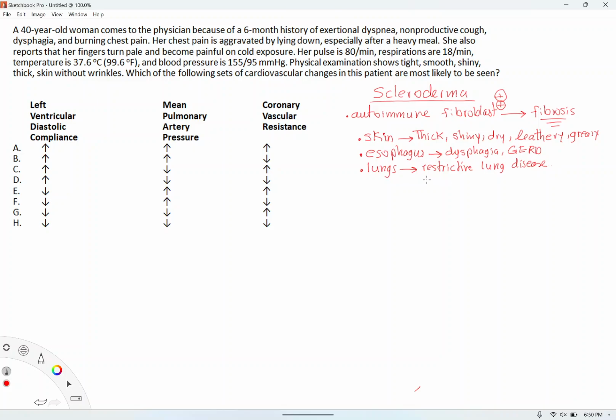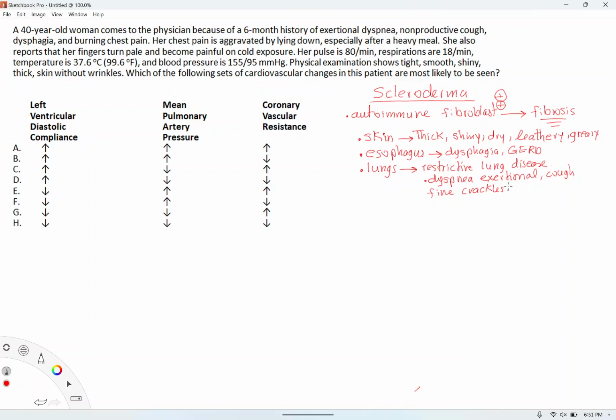Now the symptoms of restrictive lung disease would be dyspnea, shortness of breath with exertion, so exertional dyspnea. And there will be dry cough. Fine crackles are really important. So that would be the lung thing.